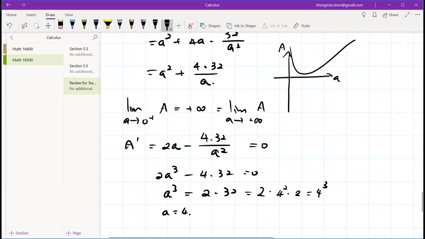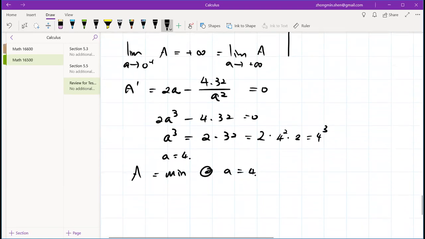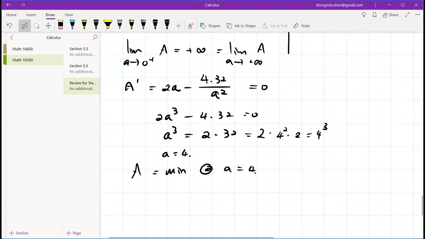Right. So A equals 4. When x is 4, you get the minimum volume. Okay, so it is minimum at A equals 4. All right, this is not a dimension yet. We don't need to find the minimum surface area. We just need to find the dimension.